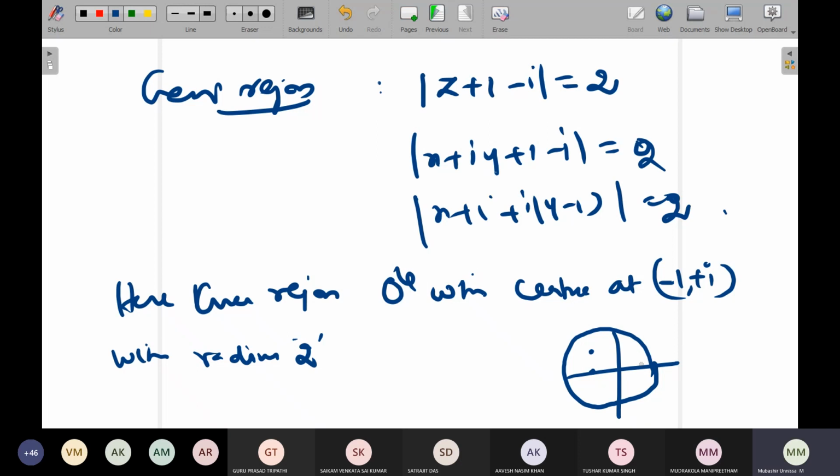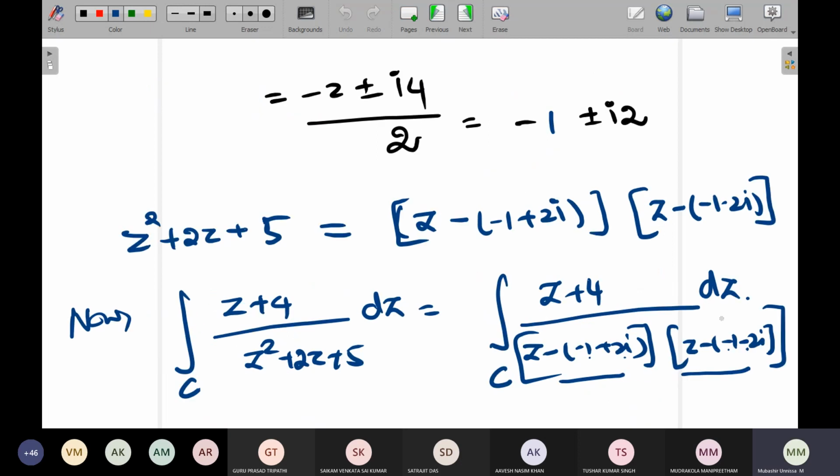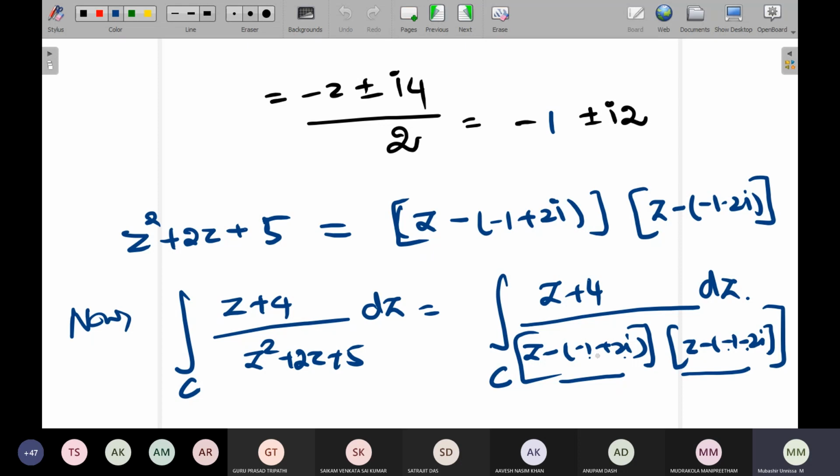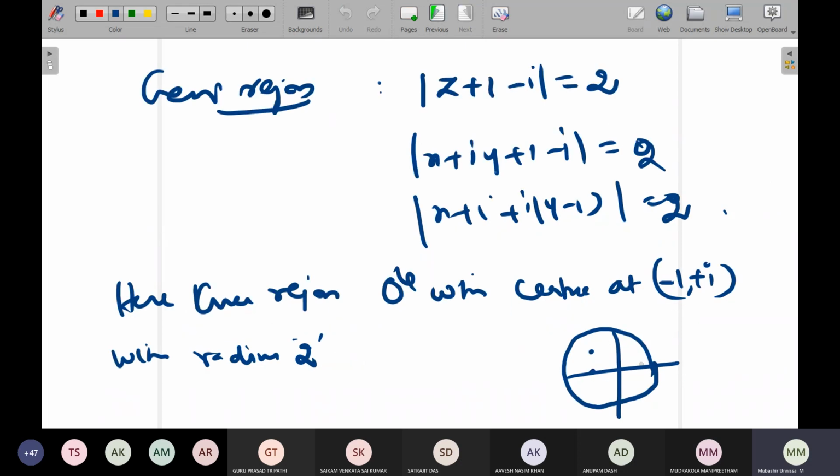Now tell me which point will lie inside. What is the other point we have? Here we have minus 1 plus 2, minus 1 minus 2. So which will lie inside and which will lie outside? Minus 1 plus 2 is inside. Minus 1 plus 2 will lie inside. What about minus 1 minus 2? Minus 1 minus 2 will not lie inside, it will lie outside. You understand?